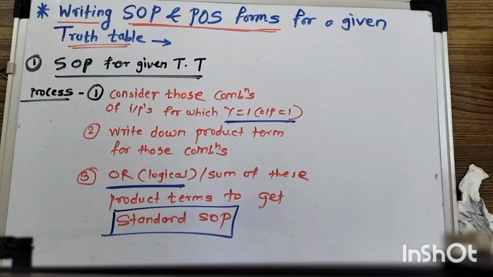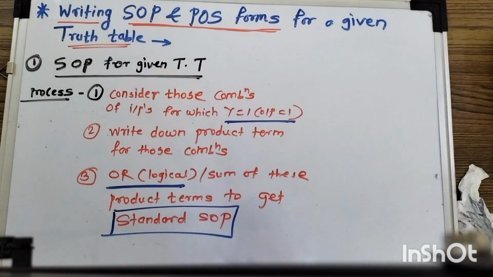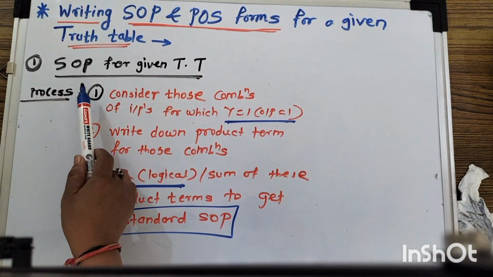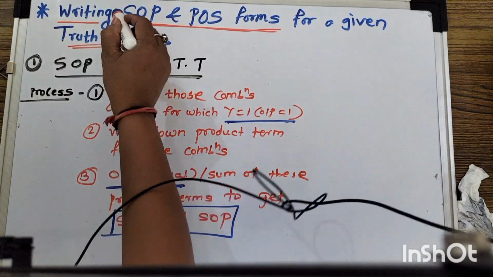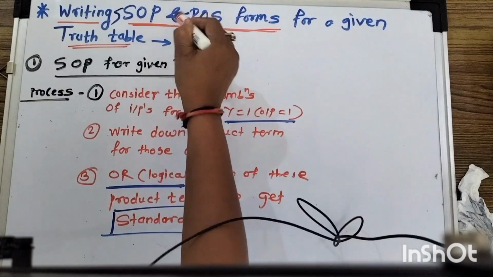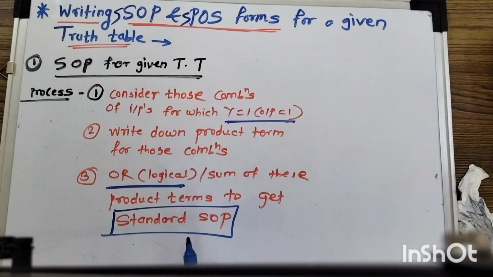First we'll see the process or procedure for writing the SOP and POS forms for a given truth table. We'll see SOP first. That means we are going to see how we can write the standard SOP form for a given truth table. So the process is like that.